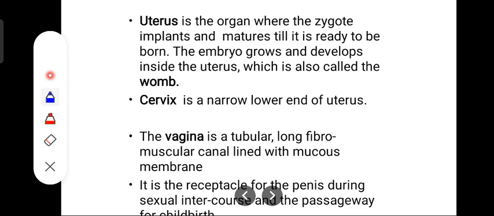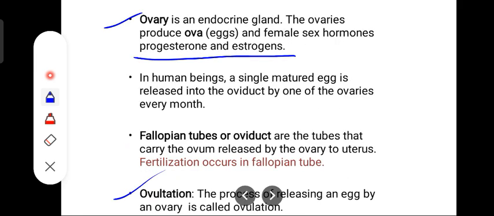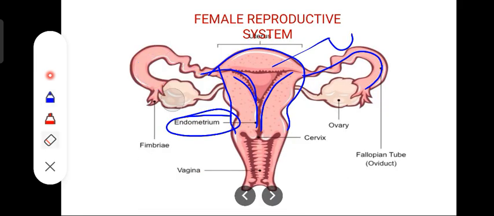The next part is cervix. Cervix is a narrow lower end of the uterus, which is followed by vagina. Vagina is a tubular, long, fibromuscular canal lined with mucous membrane. So here you can see in this picture. Let me show you.